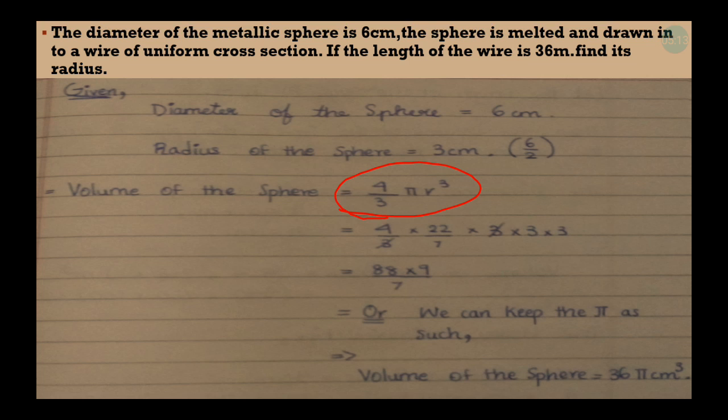Now we are going to apply it. 4 by 3 into pi, which is 22 by 7, and r is 3, so 3 into 3 into 3. We get 88 into 9 by 7. If you want, we can keep pi as it is. So the volume of the sphere is 36 pi centimeter cube.